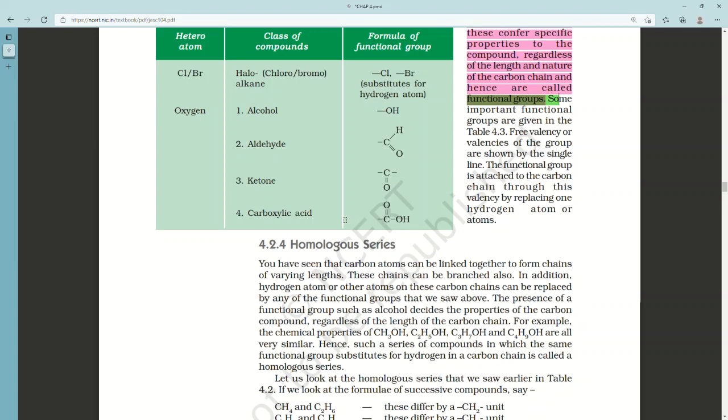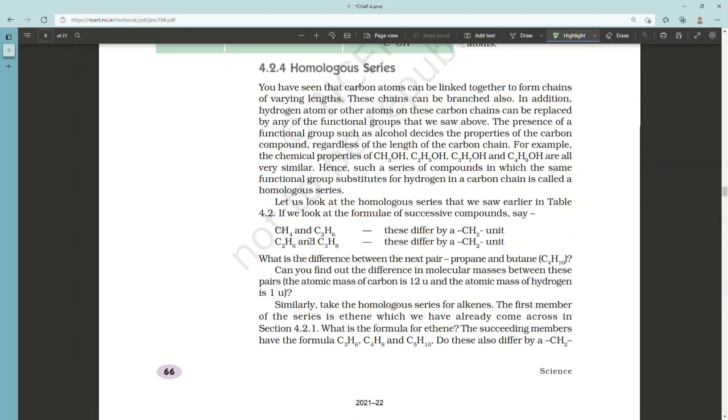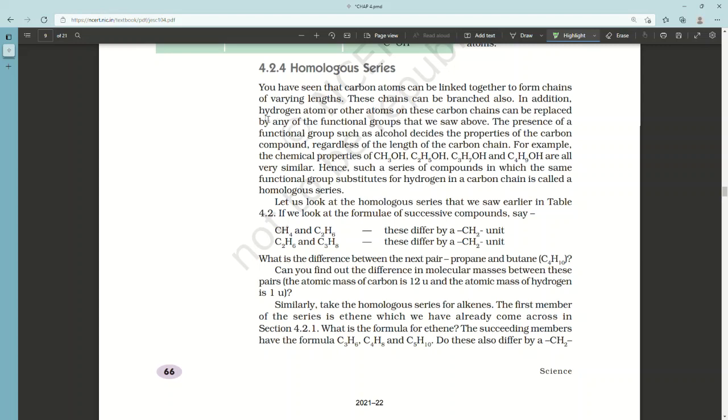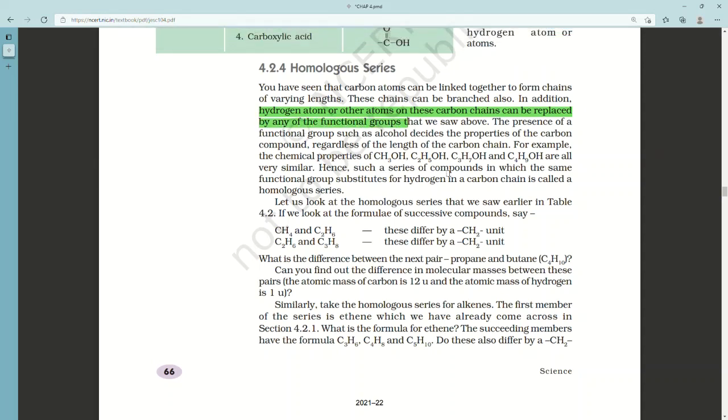Similarly, take the homologous series for alkenes. The first member of the series is ethene, which we have already come across in section 4.2.1. What is the formula for ethene? The succeeding members have the formula C3H6, C4H8 and C5H10. Do these also differ by a CH2 unit? Do you see any relation between the number of carbon and hydrogen atoms in these compounds? The general formula for alkenes can be written as CnH2n, where n can be any number. Can you simply generate the general formula for alkanes and alkynes?